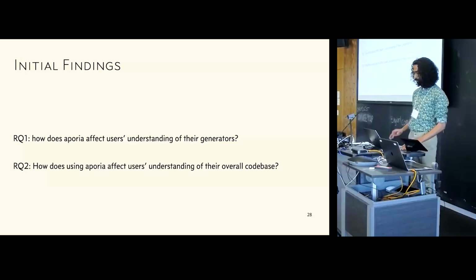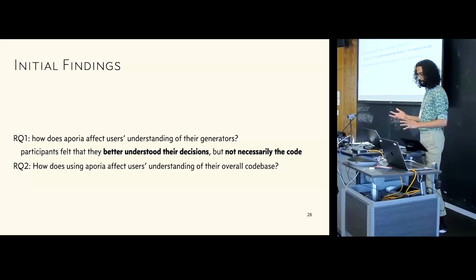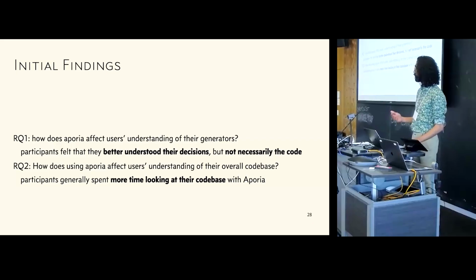So with respect to RQ1, participants expressed that they better understood their decisions, but they didn't necessarily better understand the code that the agent generated. And with respect to RQ2, participants generally spent more time looking at their code base with Aporia and more time looking at Claude Code's outputs when they were using the baseline. It's not clear whether this leads to a better understanding of the code base, but it's an interesting observation that we're hoping to build on in another iteration of the study.